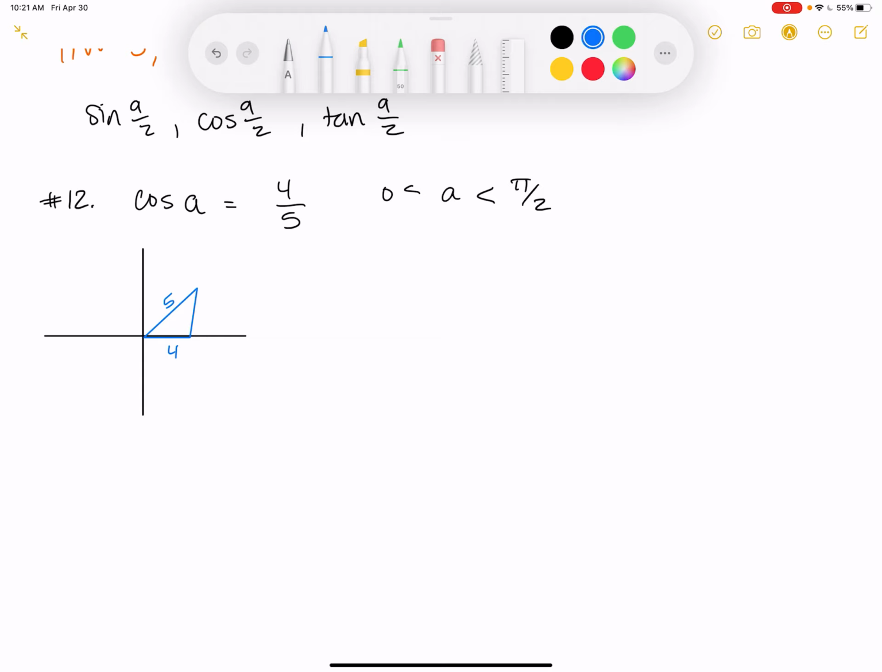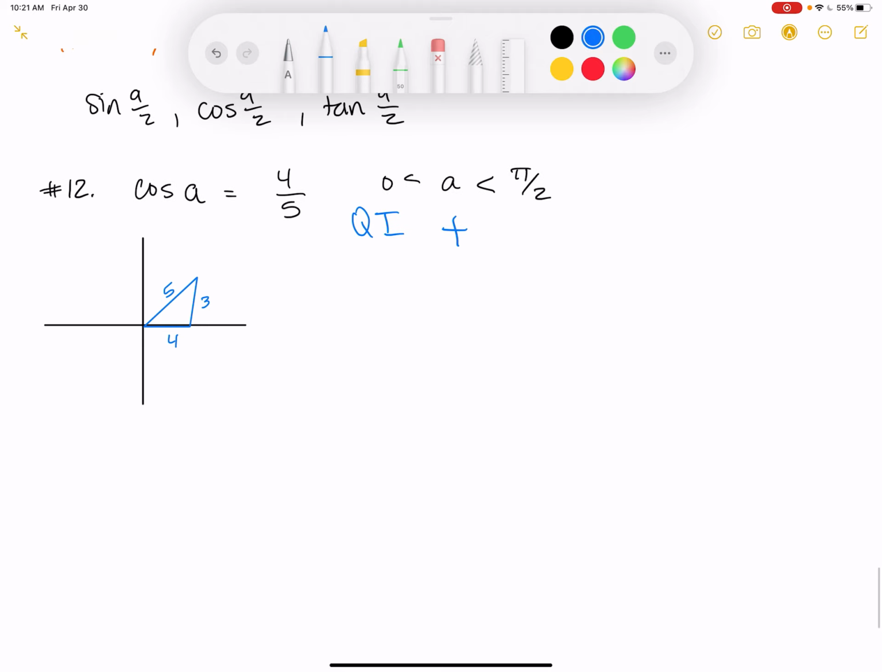Isn't the other one 3? Yep, it's a special triangle, so it's a 3, 4, 5 triangle. We're in quadrant 1, so are we positive or negative? Positive. So the sine of A is equal to 3 over 5. Cosine of A, we already were told, is 4 over 5, and the tangent of A is 3 over 4.